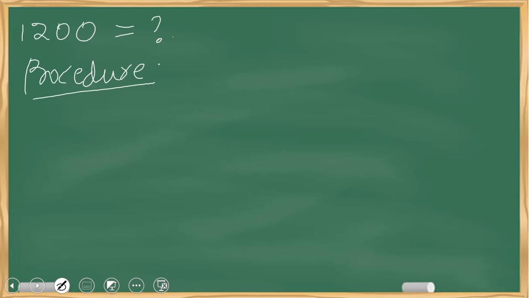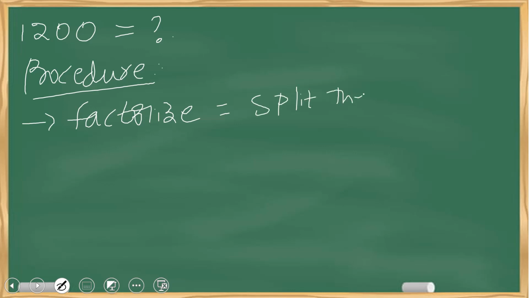The procedure to find the number of factors: the first step is to factorize the given number. What is meant by factorization? Split the given number as a product of prime numbers. Product of prime numbers only.